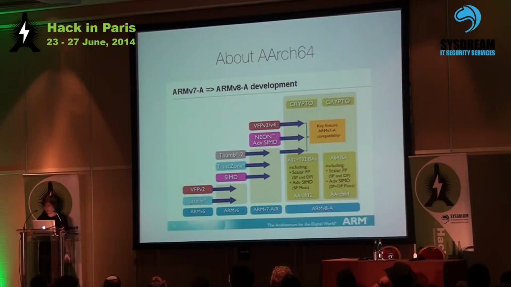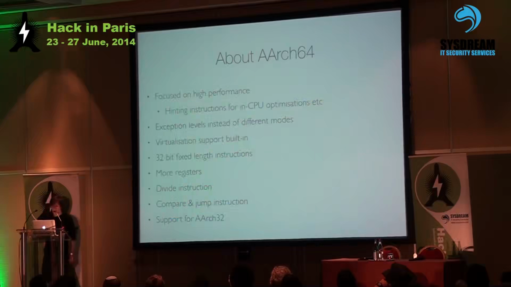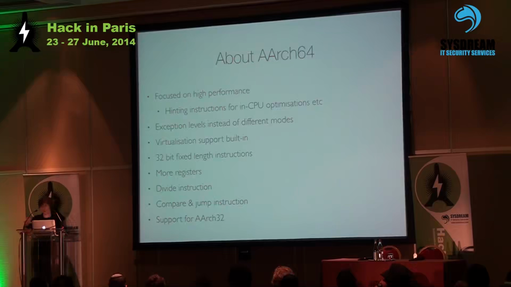And if we look at most changes in ARM 64-bit, it's really focused on high performance applications. So while the normal 32-bit ARM is very good for small devices, for minimum power consumption devices, with ARM 64 we can actually really do massive processing. A lot of the instructions contain stuff like hints for pipeline optimization, for caching optimization, and so on. We don't have the old CPU modes anymore. We now have so-called exception levels.